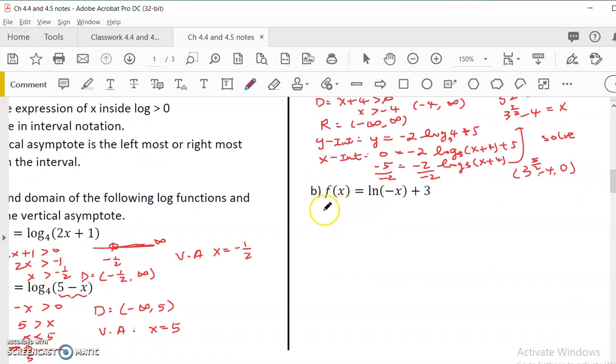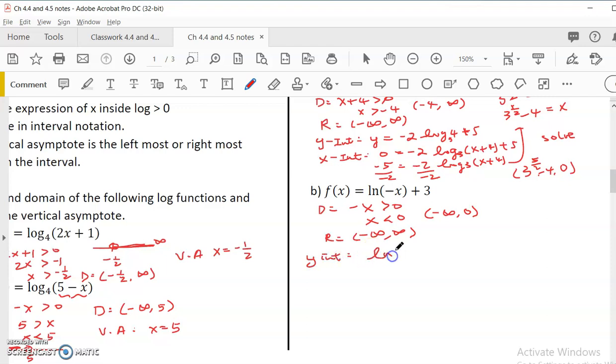And then let's find this one. What is the domain? Domain is the inside positive. Negative x is greater than 0. That means x is less than 0. So that means from -infinity to 0. And the vertical asymptote is x equals 0. So you don't care about the outside, it's just the inside. Range is all real numbers, -infinity to infinity.